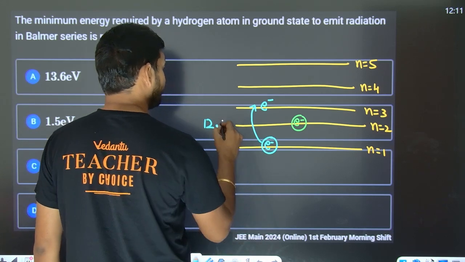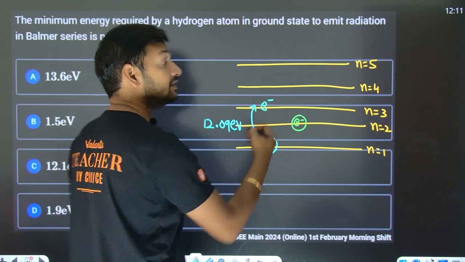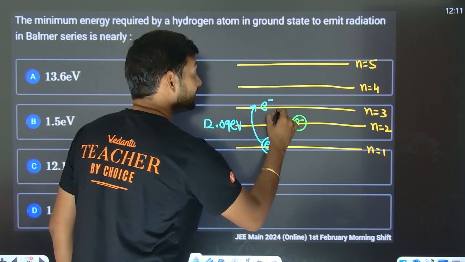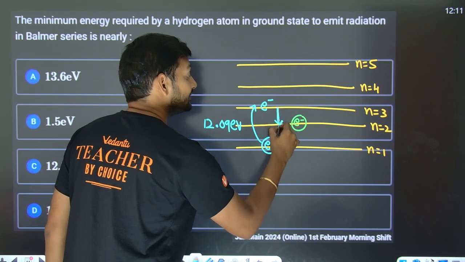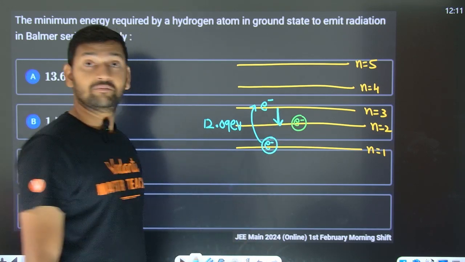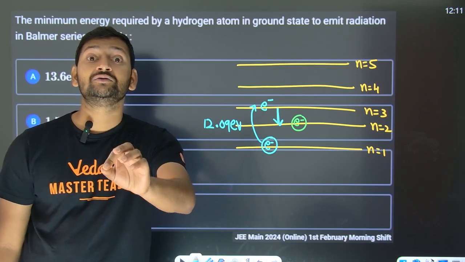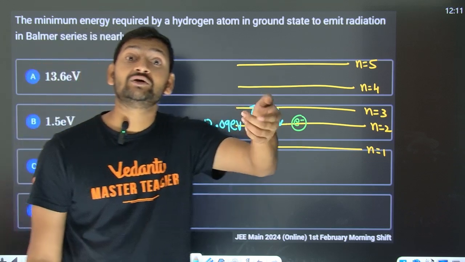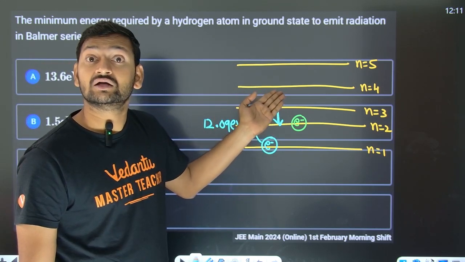12.09. If I give 12.09 electron volt of energy, then it goes to n is equal to 3. Then there is a possibility of it de-exciting to n is equal to 2. And in fact, this is your Balmer series line. So when de-excitation happens to n is equal to 2, that's when we call it to be in Balmer series. So for de-excitation to happen to 2, at least an electron should be in third state.